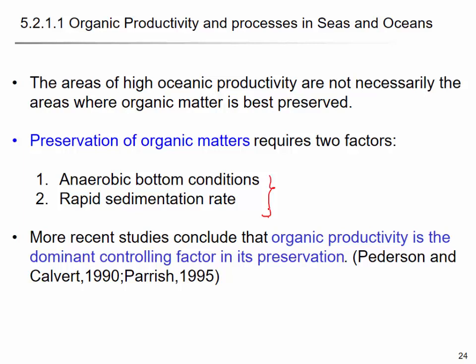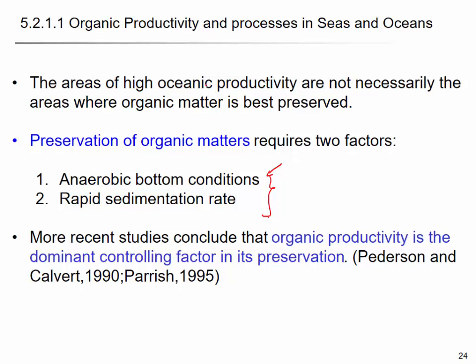So preservation of the organic matter is the opposite of high productivity. The water should stay there. If you have well mixing of the water, then this organic matter can be decomposed and diluted. Right? So anaerobic bottom condition means stationary or restricted water movement. The water is not moving in that area. It means that there's no oxygen, so they don't decay.